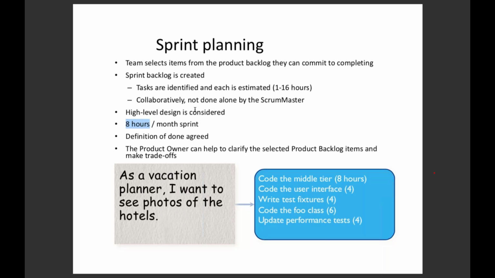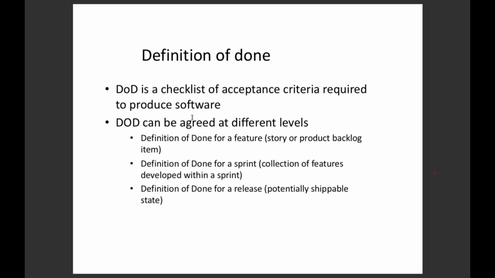And here, one of the most important elements is that the definition of done is agreed. DOD, very popular and very important. What is this definition of done? Let us try to understand that. The definition of done is a checklist of acceptance criteria. What criteria should this feature satisfy in order to be accepted? That's called the acceptance criteria.